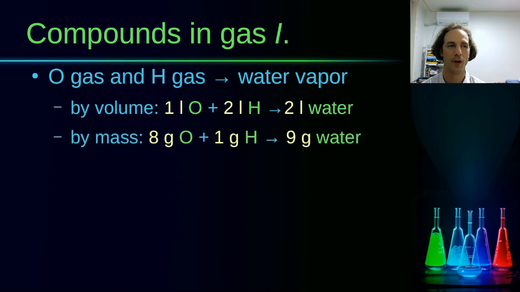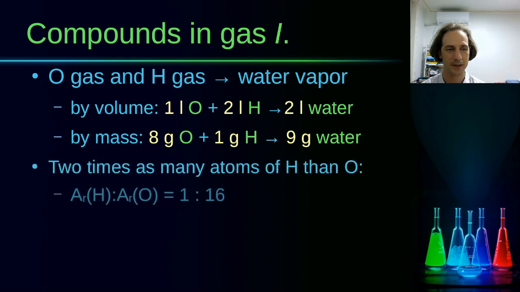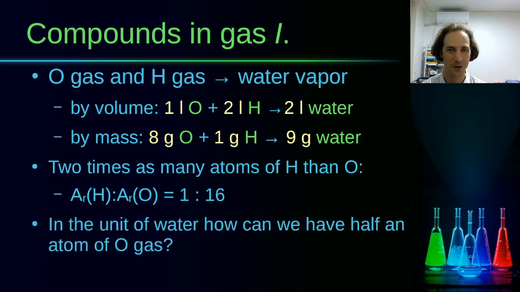If we form water vapor from oxygen and hydrogen gases, then by volume we have to mix 2 liters of hydrogen to every 1 liter of oxygen to get, in the end, 2 liters of water vapor, which is kind of interesting. First of all, we can see that there are 2 times as much hydrogen by volume, or by particle in this case, because of Avogadro's law, in water than oxygen. So based on the mass ratio, we can deduce the relative atomic masses of these two atoms relative to each other. But there is also a very strange thing here.